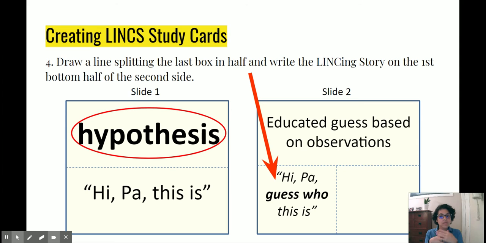So when I see this unfamiliar word, hypothesis, I'm going to use this linking story to say, okay, hypothesis. I know my phrase is, "Hi, Pa, this is," and I know my story is, "Hi, Pa, guess who this is." And so by having that triggered, you're going to say, "All right, it's a guess. It's a guess." And I want to make it even more clear in the next step by adding a linking picture.